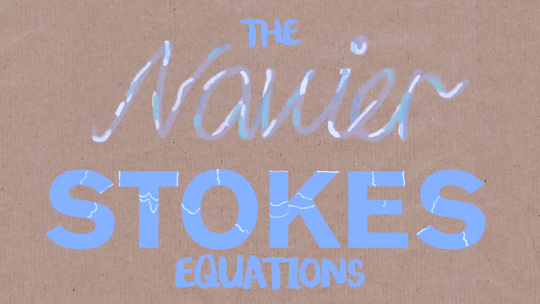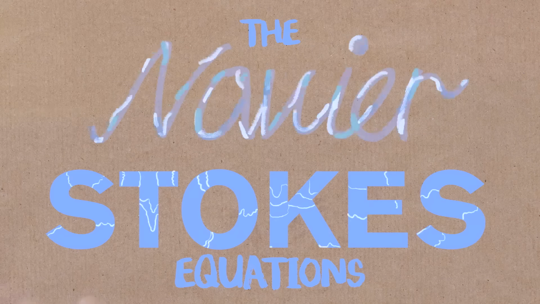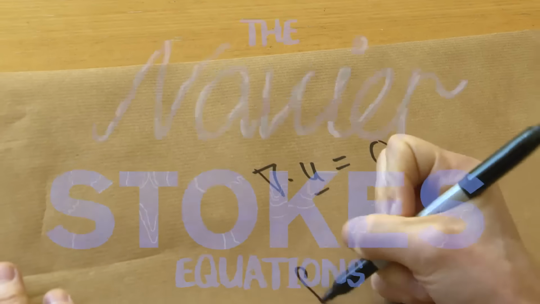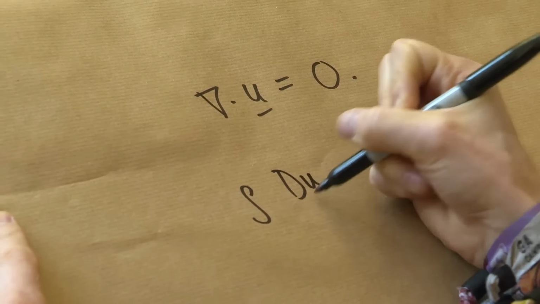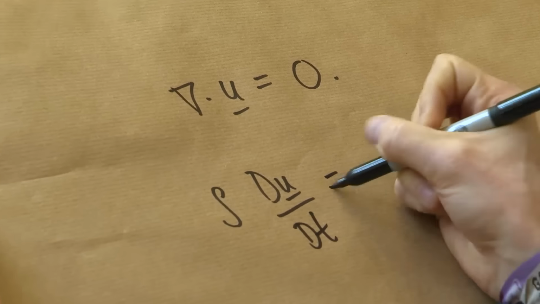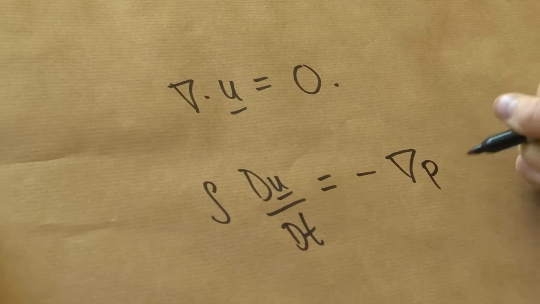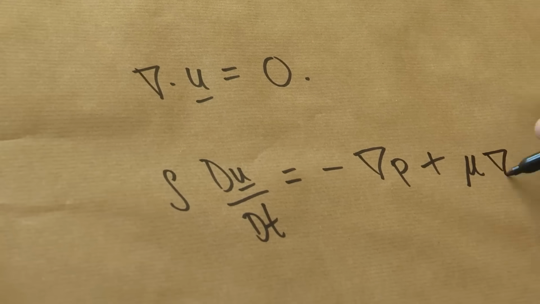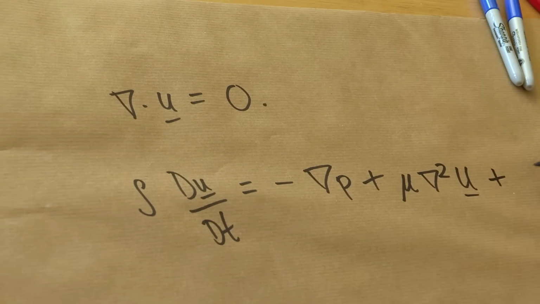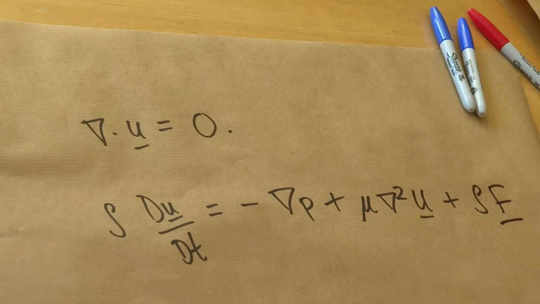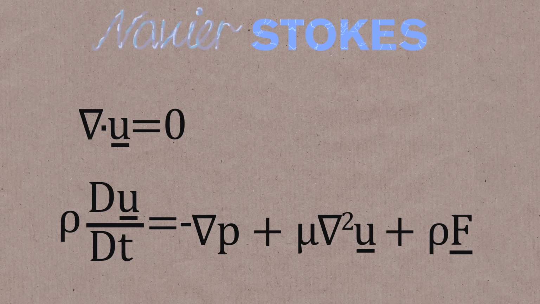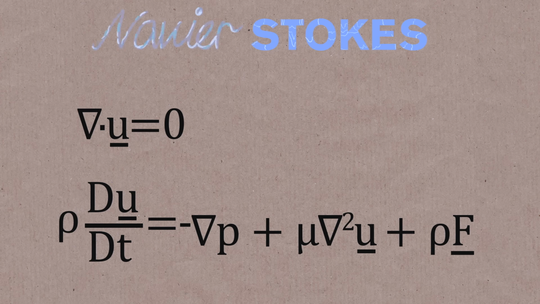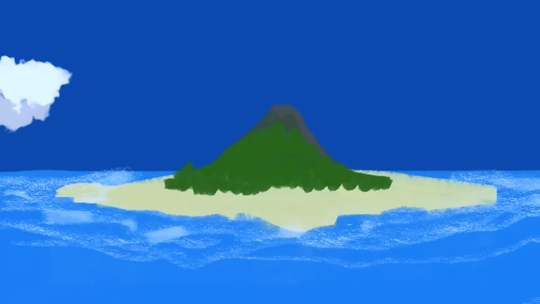What are the Navier-Stokes equations? The first one, grad dot u equals 0. And the second one, rho du by dt equals minus grad p plus mu grad squared u plus rho f. Like most mathematical equations, perhaps, they look quite scary, but they're actually universal laws of physics. So this is why these guys model every single fluid we have on Earth. And I mean every fluid.